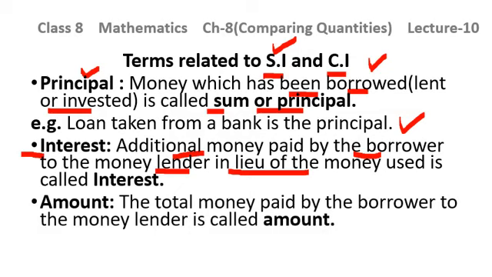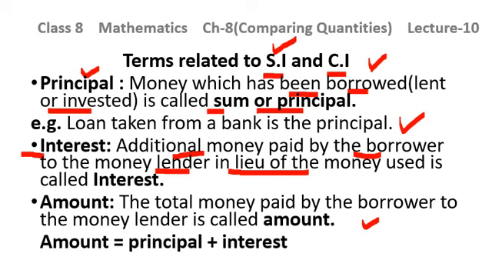Amount, what is this amount? The total money paid by the borrower to the money lender is called amount. Suppose you have borrowed 1000 rupees from someone and you need to pay 200 rupees as the interest. I'm just taking an example. Then amount will be 1000 rupees plus 200, that will be your 1200 rupees. So amount will be principal plus interest. The amount is given by the formula of principal plus interest.